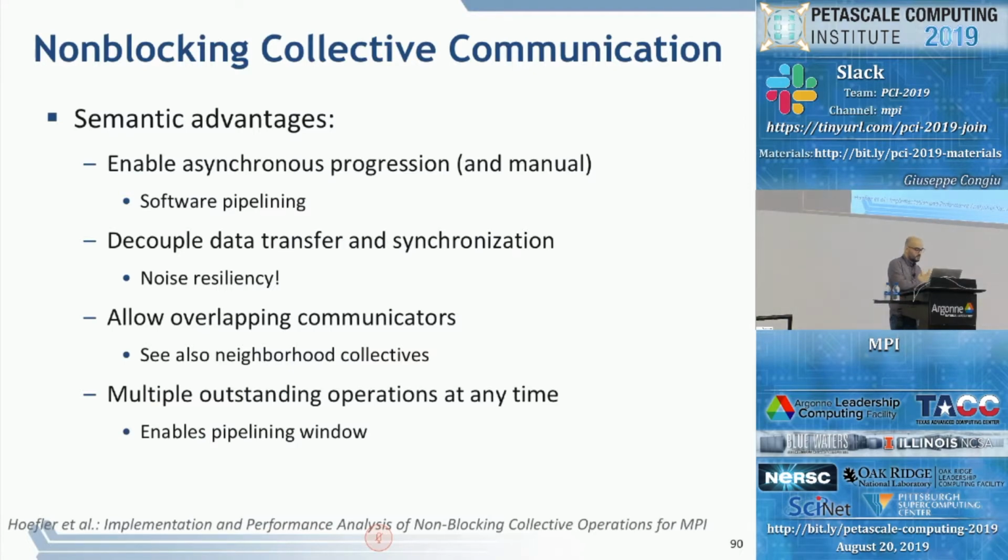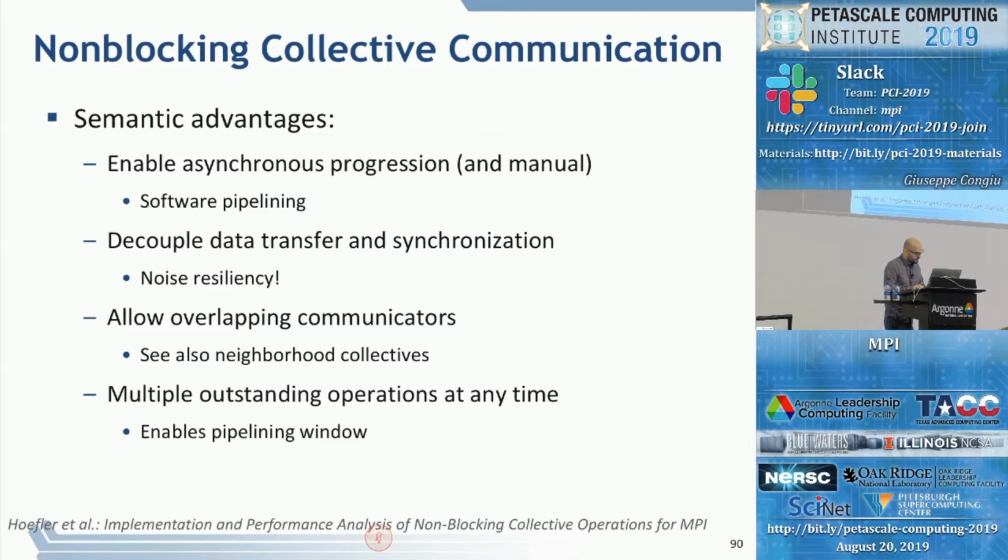The advantages from the point of view of the semantics for non-blocking collective communication are the same as for point-to-point communication. They enable asynchronous progression of your application. You can do software pipelining. You can overlap the communication in the MPI library with the computation in your program. You can decouple data transfer and synchronization. You have more noise resiliency because you're not blocking, for example, in the case of collective synchronization, for a process to catch up, but you can do other things in the meanwhile, and the process may get up to speed with other processes that are faster.